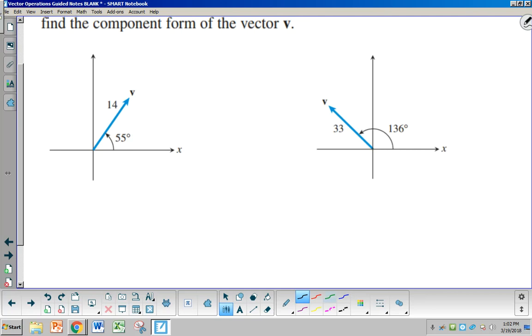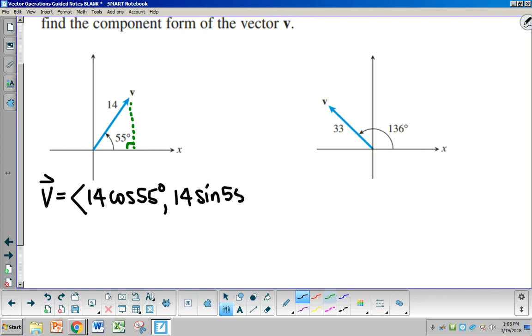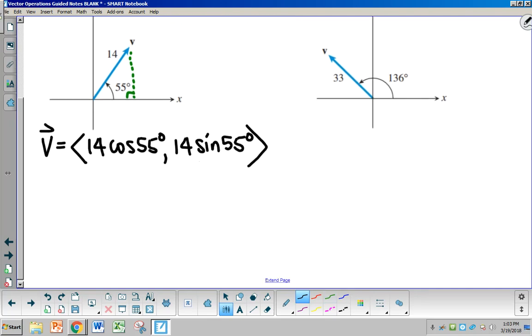But I want to think about it just a little bit. Do you see how this is a right triangle here? And so this component here is going to be 14 times, yes. So vector V in component form is going to be its magnitude, which is 14 cosine of 55 degrees, comma, 14 sine of 55 degrees. So somebody's going to have to help me with that.